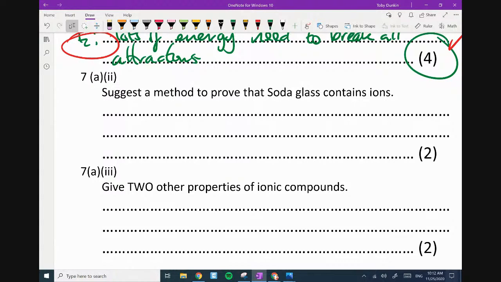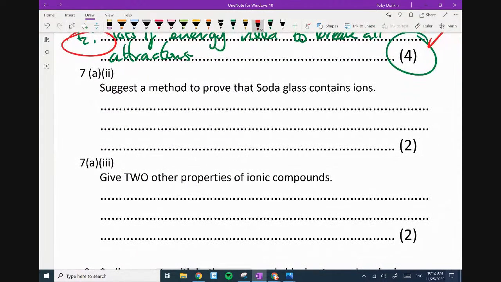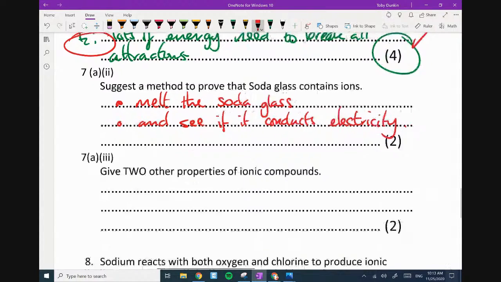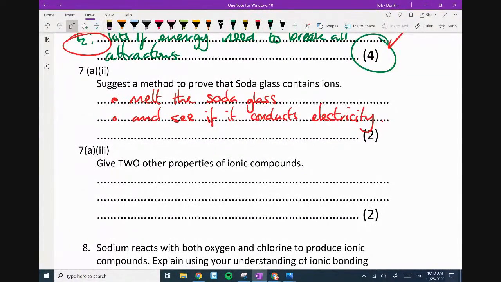There's only one proof that something is ionic. Just one. Only one real proof. Melt it. Melt the soda glass and see if it conducts electricity. The only real test to see if something's ionic.